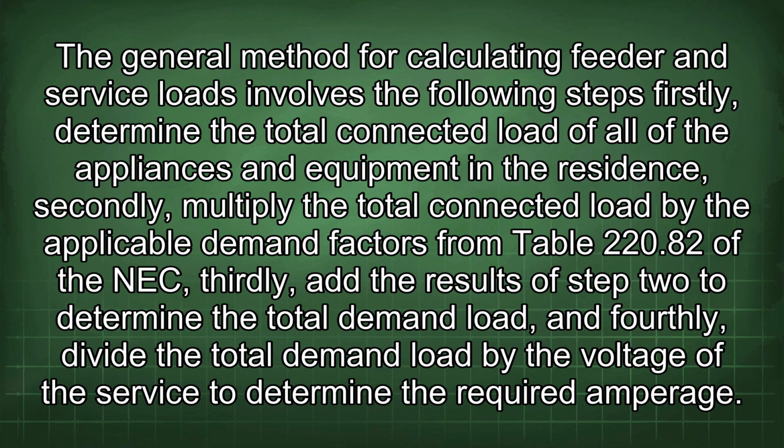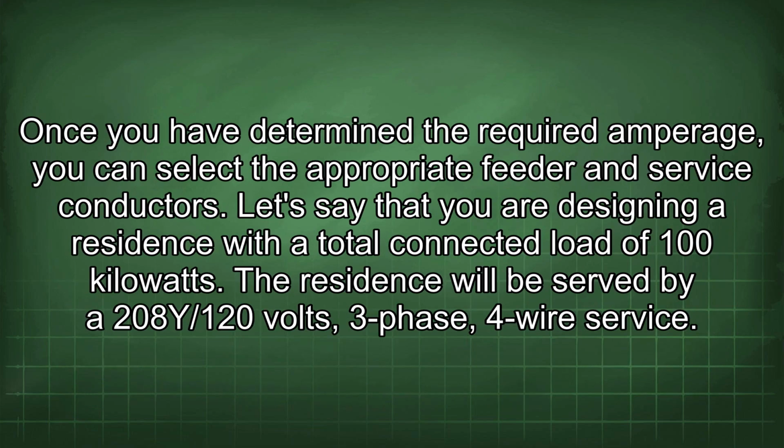Thirdly, add the results of Step 2 to determine the total demand load. And fourthly, divide the total demand load by the voltage of the service to determine the required amperage. Once you have determined the required amperage, you can select the appropriate feeder and service conductors.